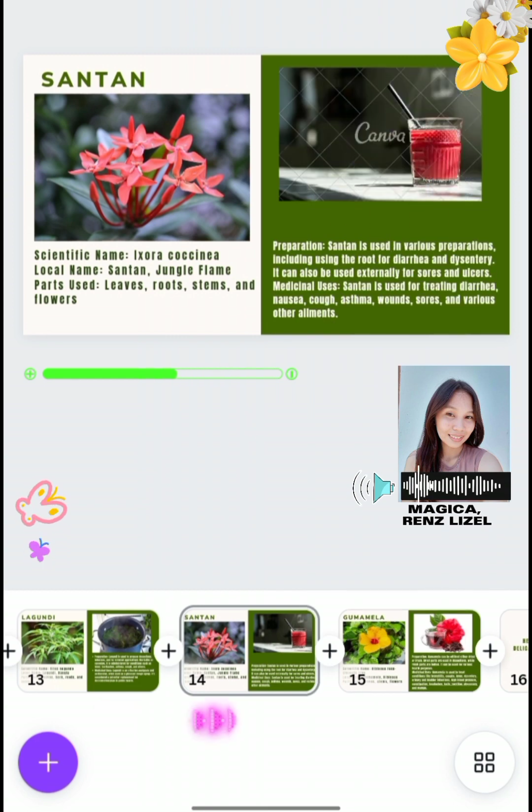We also have the santan. Its scientific name is Ixora coccinea. The parts used are the leaves, roots, stems, and flowers. Santan is used in various preparations, including using the roots for diarrhea and dysentery. It can also be used externally for sores and ulcers. The medicinal uses of santan include treating diarrhea, nausea, cough, asthma, wounds, sores, and various other ailments.